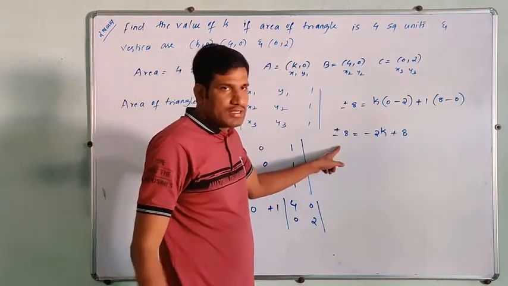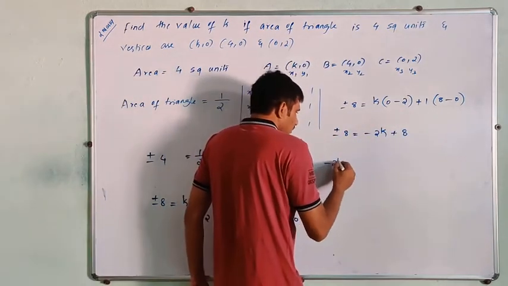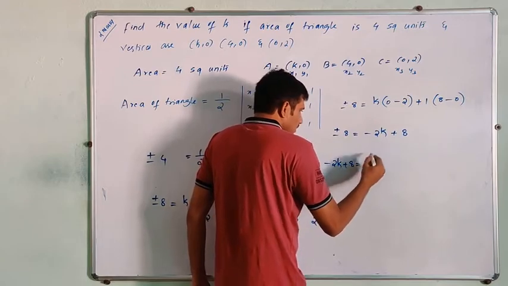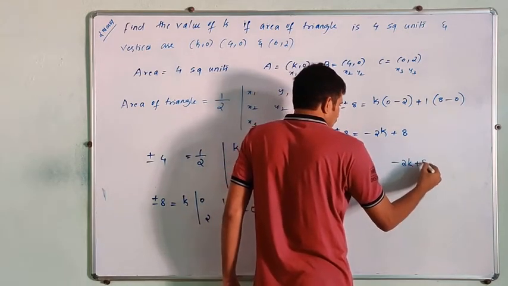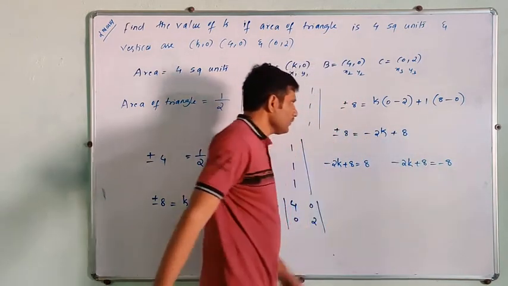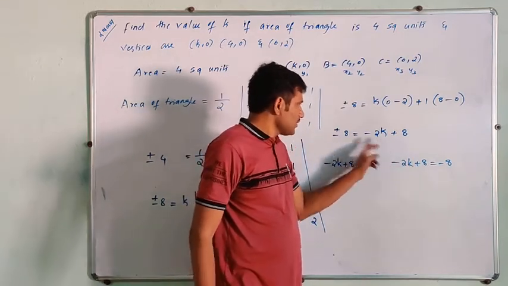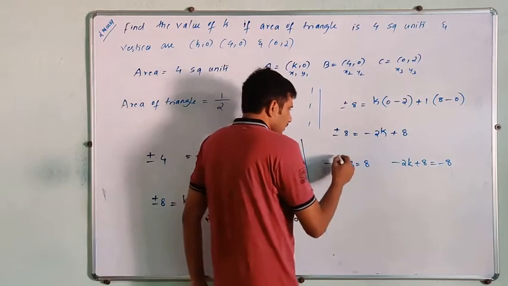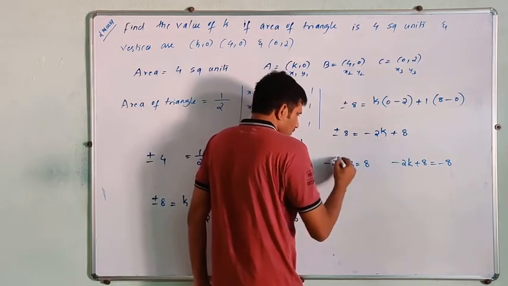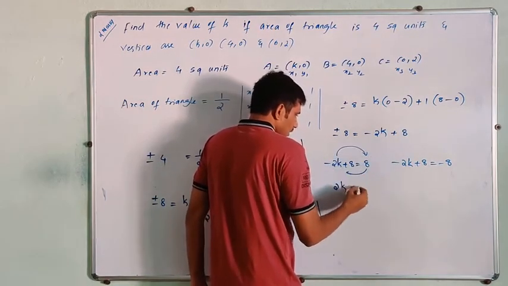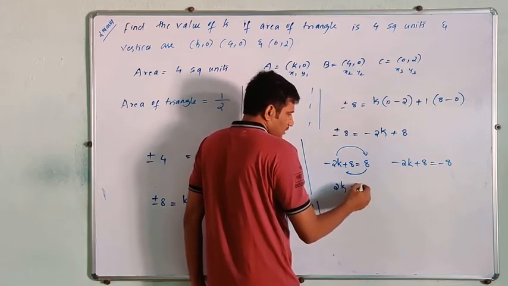When it is plus or minus 8, once we have to equate it to plus 8, and once to minus 8. Minus 2k plus 8 is equal to plus 8. Minus 2k plus 8 is equal to minus 8. Bring this 2k here and 8 there. So minus 2k will become plus 2k, and 8 minus 8 is 0.